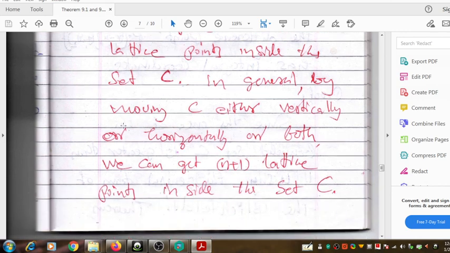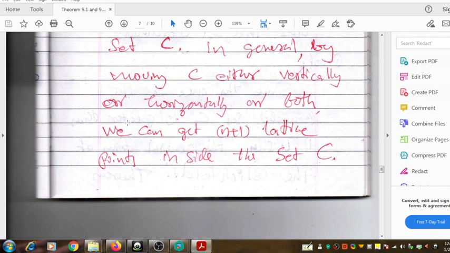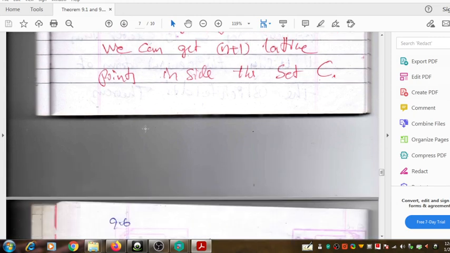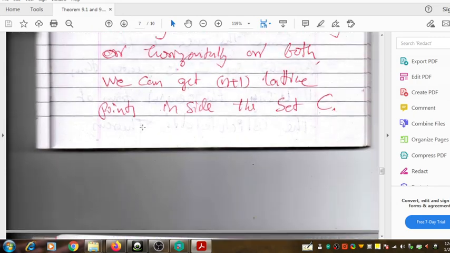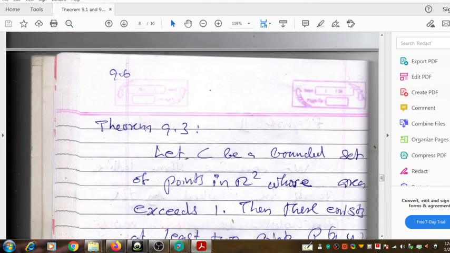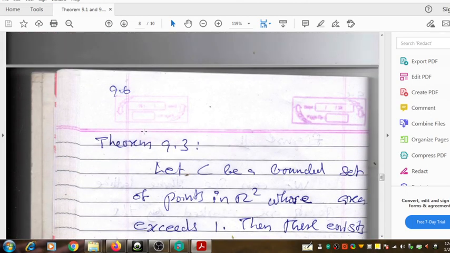In general, by moving C either vertically or horizontally, or both, or conveniently in some cases in both directions, we can get n+1 lattice points inside the set C. Okay, so this completes the proof of the theorem 9.1.